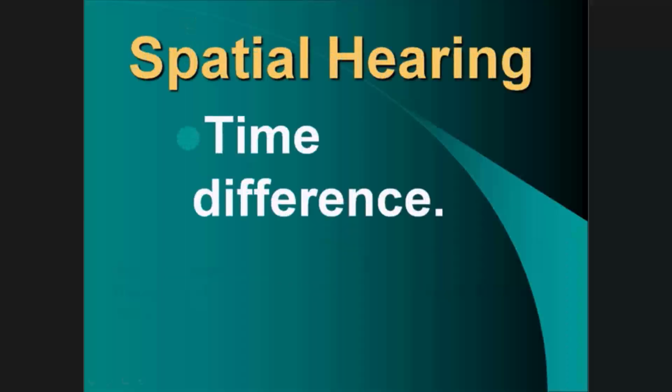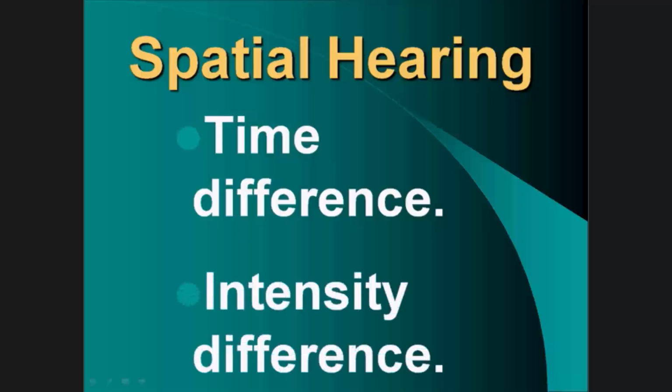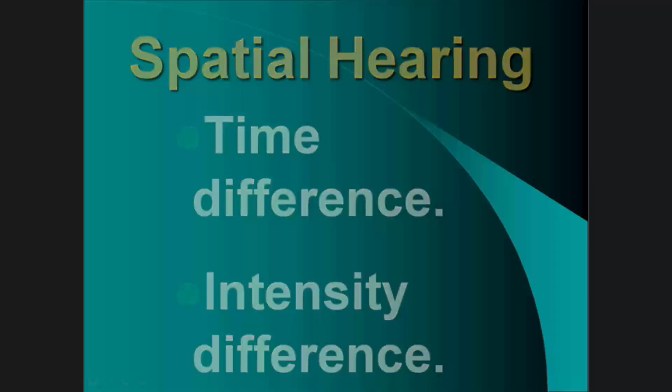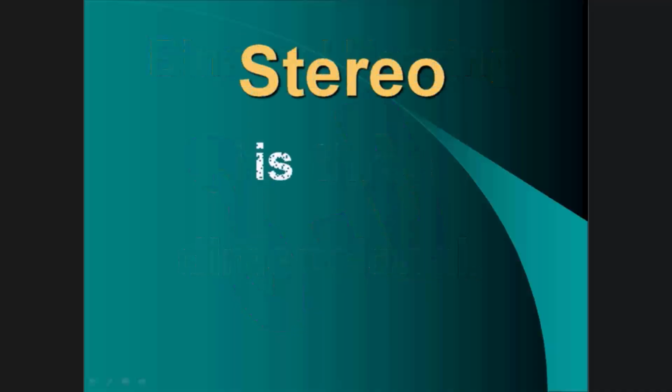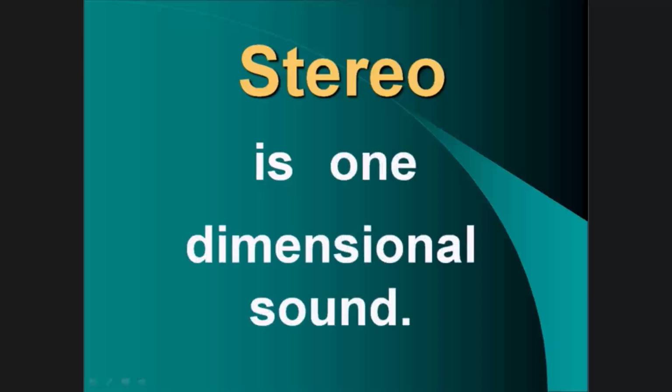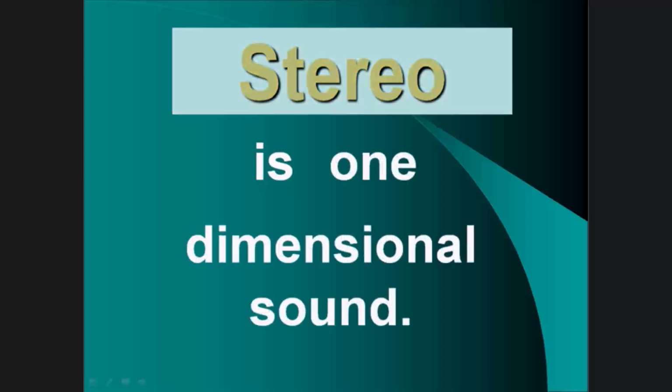It is this time difference and the intensity difference that allows us to hear spatially, to detect what direction sound is coming from. We hear binaurally, and binaural is three-dimensional hearing: left-right, front-back, up-down. Stereo, on the other hand, is one-dimensional sound, which we fake to make it sound like it's two-dimensional.